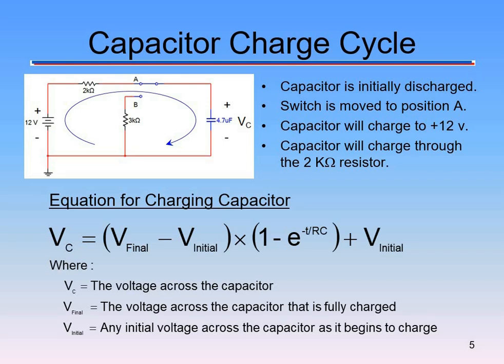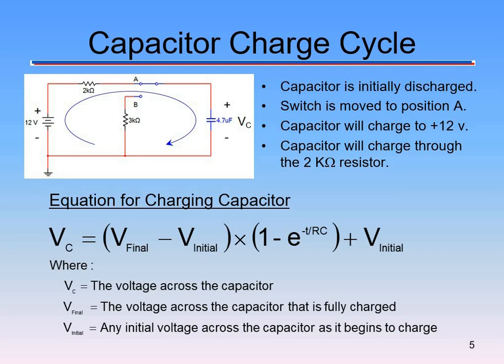So what's happening right now? The switch is not connected to B. The switch is sending 12 volts to the capacitor. Okay, we're sending 12 volts to the capacitor through the 2 kilo ohm resistor. What are we doing? We're charging the capacitor right now.